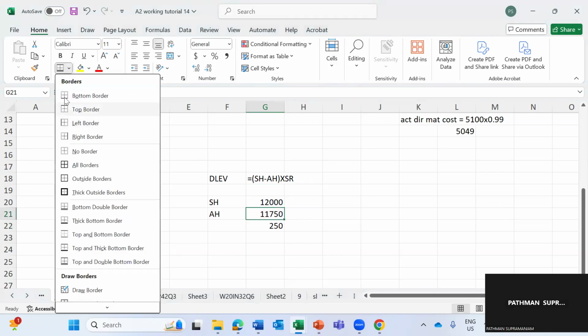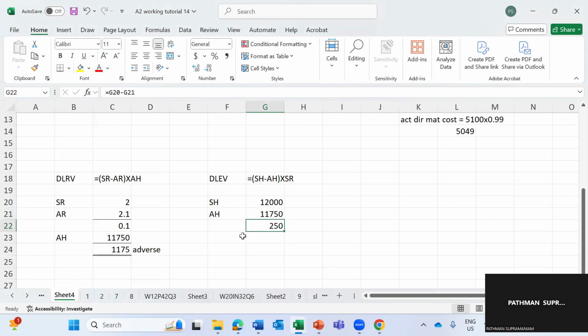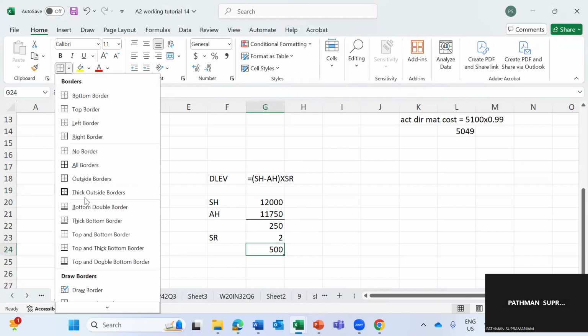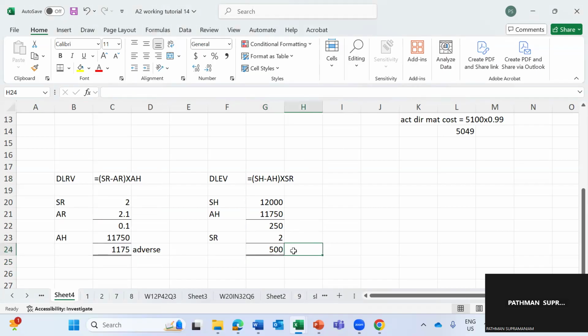They saved 250 hours. So now you need to multiply by the standard rate, but we have it here already. You don't need to search anymore. So multiply by 2. The answer would be $500 favorable, because labor was more efficient. When they work fewer hours than they should, we pay them less. Our labor cost is lower.